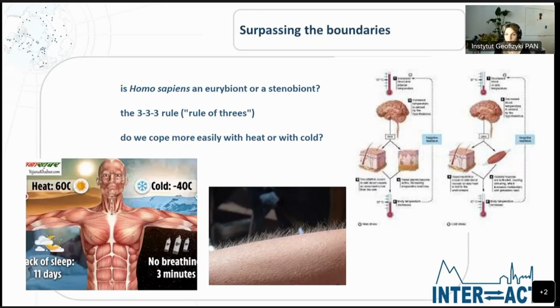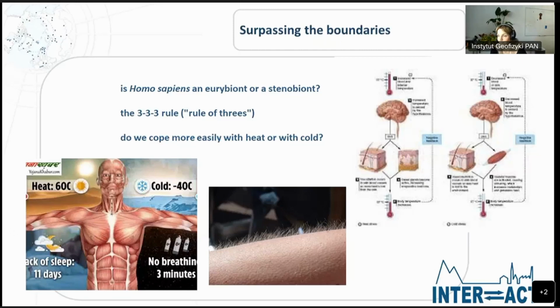So what are those limiting factors? I mentioned oxygen, food, and water, and this is the so-called rule of threes, the 3-3-3 rule: air, water, and food. We can survive without air for about 3 minutes, more or less. That's very individual. 3 days without water and 3 weeks without food. Again, this is an average, of course.